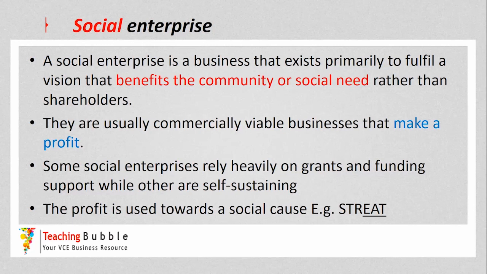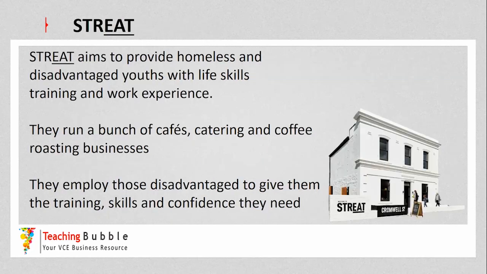And I've got the example there of Street. So if we have a quick look at Street, it aims to provide homeless and disadvantaged youths with life skills, training and work experience. Now, it does that by running a bunch of cafes, catering and coffee roasting businesses. So by the production and the sale of all those products, it aims to bring in as much revenue as possible, and it uses that revenue to help educate and provide employment for those that are disadvantaged.